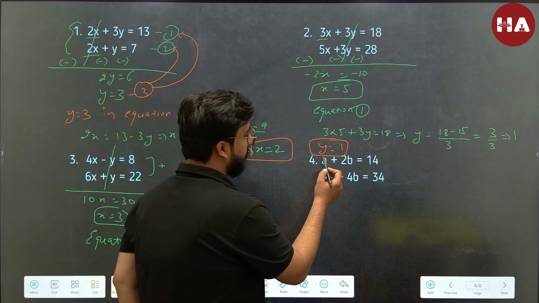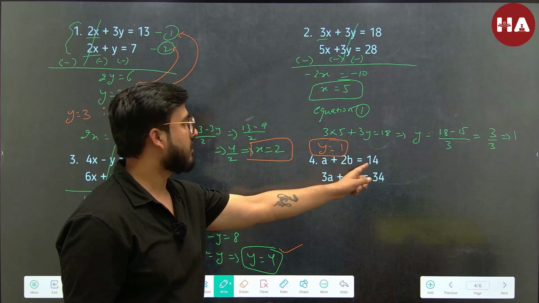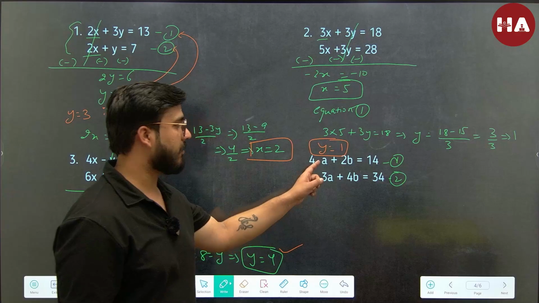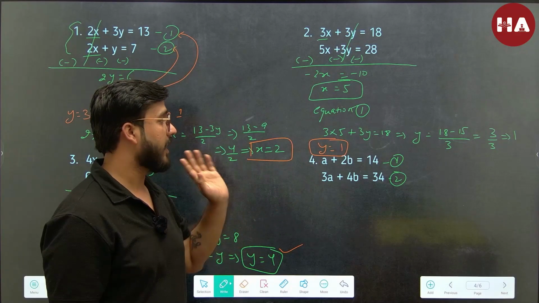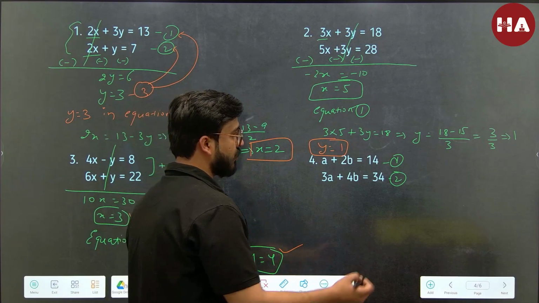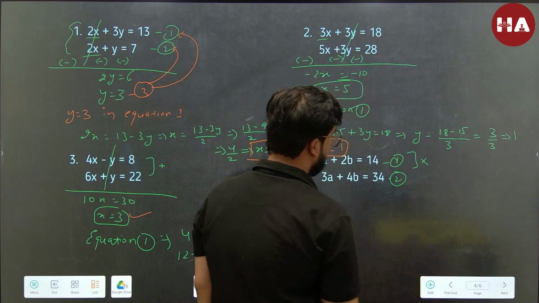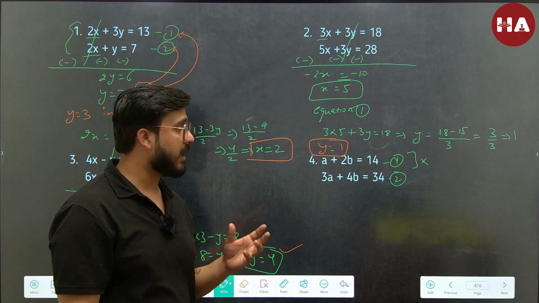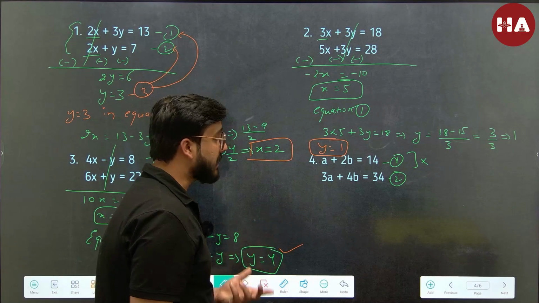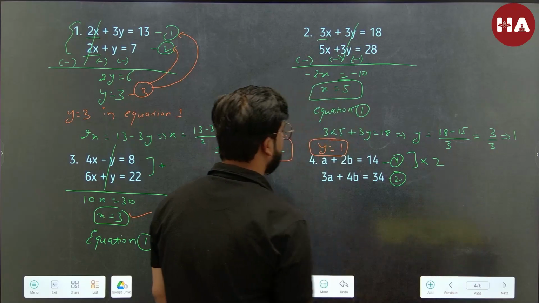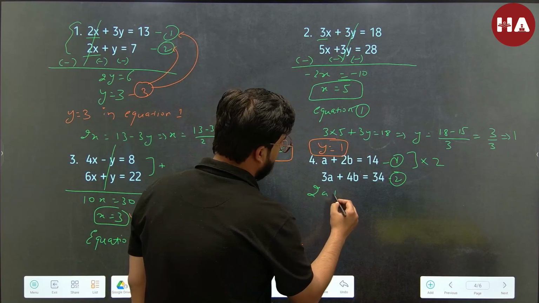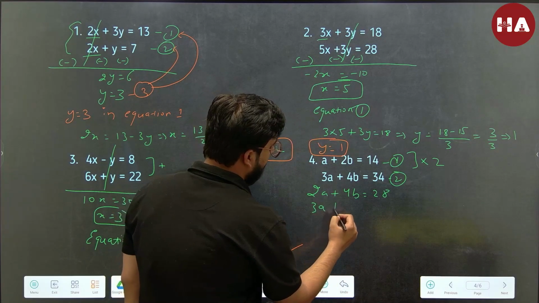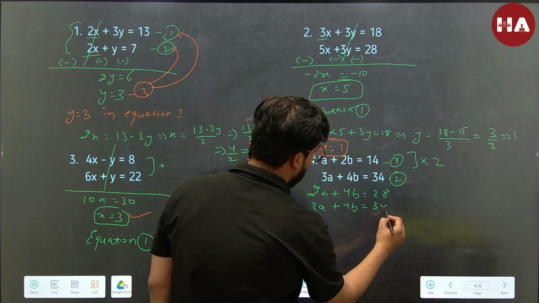Or you can eliminate A by multiplying the first equation. This is as mentioned here, I have mentioned it. So you can multiply the first equation and eliminate A. So it is up to you, whatever you want to choose. So my preference is that whichever multiplication is hassle free or less cumbersome, so I will choose that. So I am multiplying the first equation by 2. So this will be what? 2a plus 4b equals to 28. Now 3a plus 4b equals to 34.